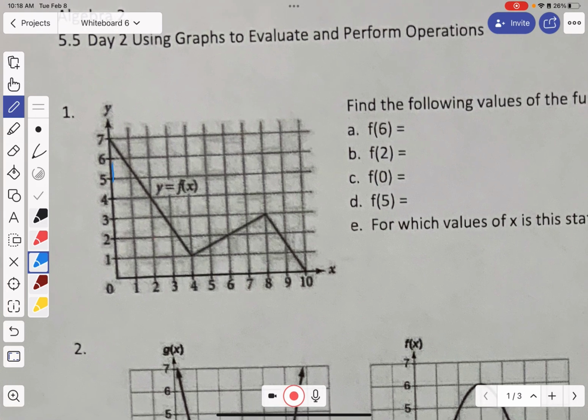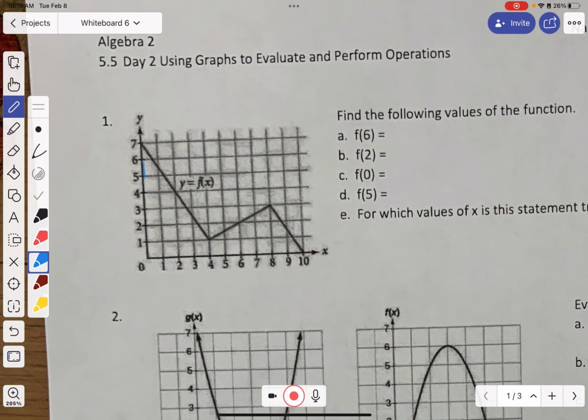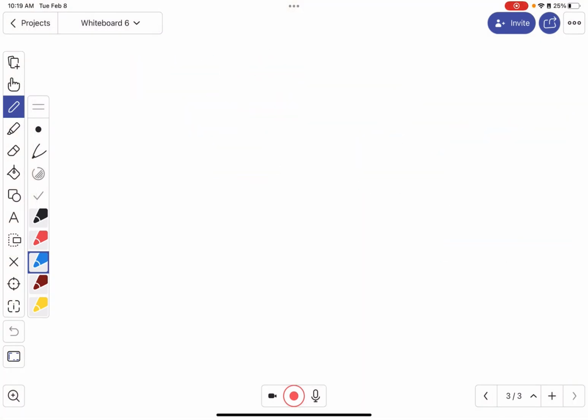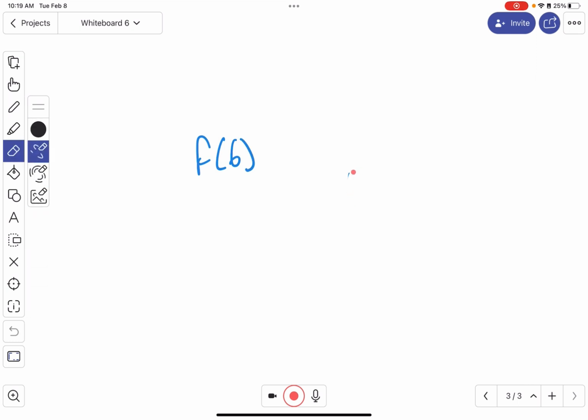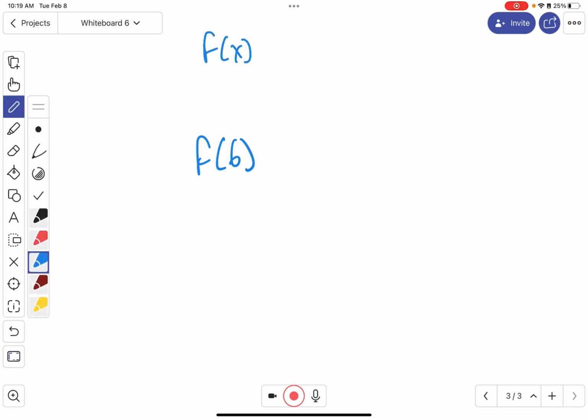But that's okay. So when we're using graphs to evaluate and perform operations, in other words, kind of like yesterday, it says find the value of the function. It says find f of 6. If we remember from yesterday, you're given a function. So let's say f of x is equal to x plus 2, and you were asked to find f of 6.